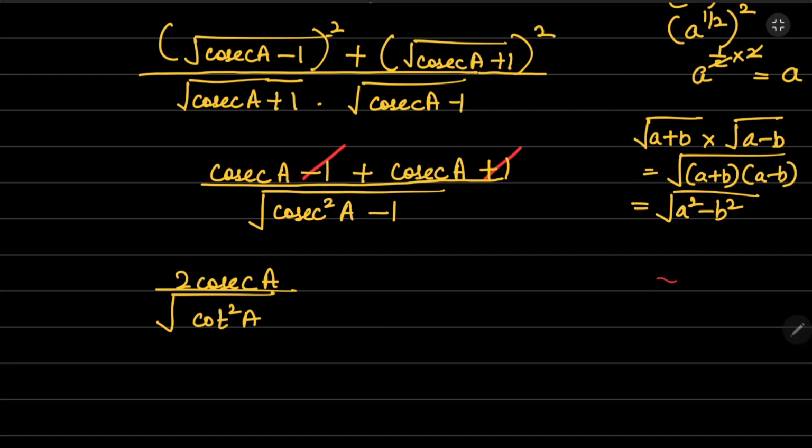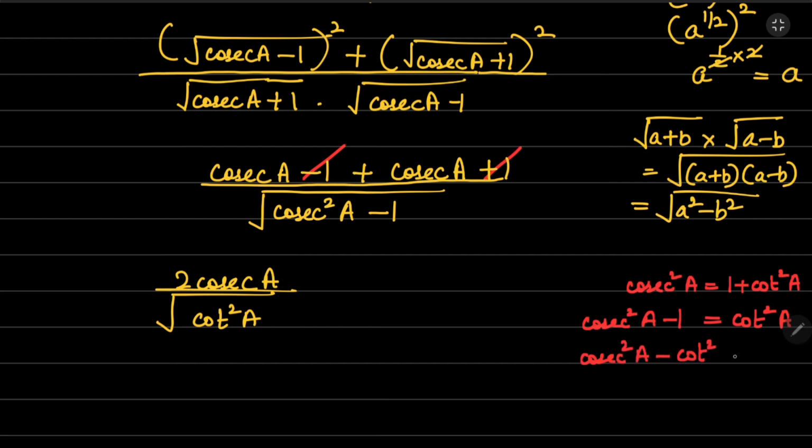Let me write it here for you. So cosecant square a is equal to, how can I write cosecant? So 1 plus cot square a. Okay, or I can write cosecant square a minus 1 is equal to cot square a. Or I can write cosecant square a minus cot square a is equal to 1. So 3 ways of writing it.